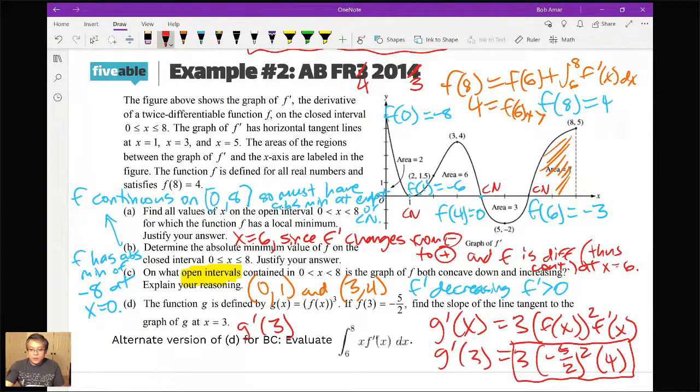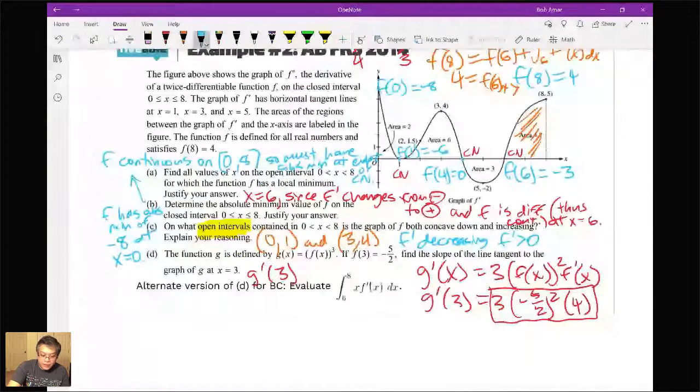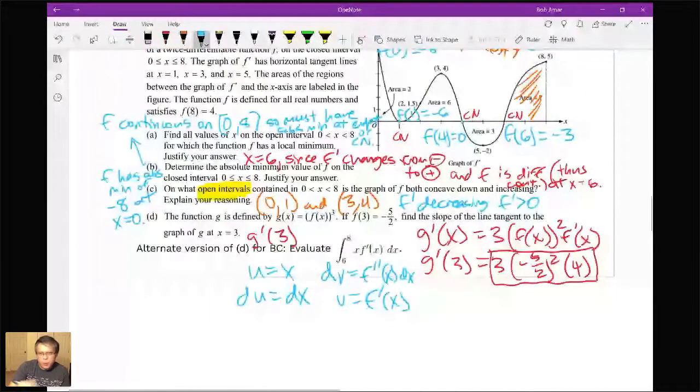I wanted to do a little value add for your BC folks here. So those of you who are watching, in this case I would do u equals x and du equals dx. I'll let dv be f double prime of x dx. Therefore, v is f prime of x. So this integral evaluates. Okay, I'm going through this real quick. AB folks, just hold your breath. It'll be over in a second.